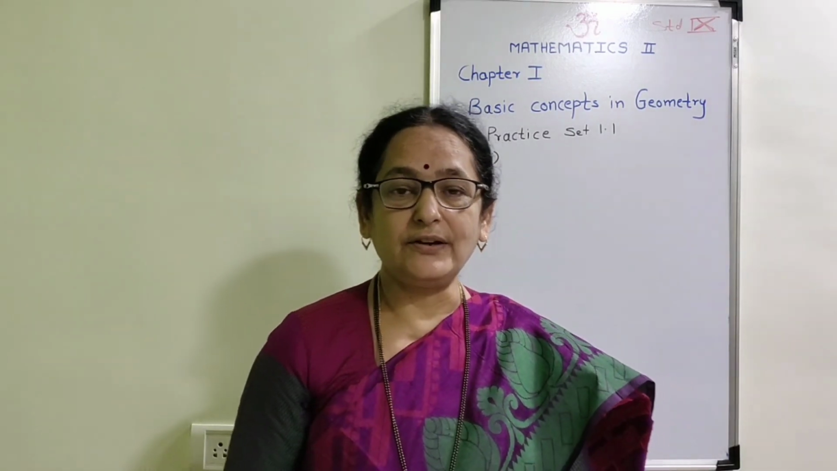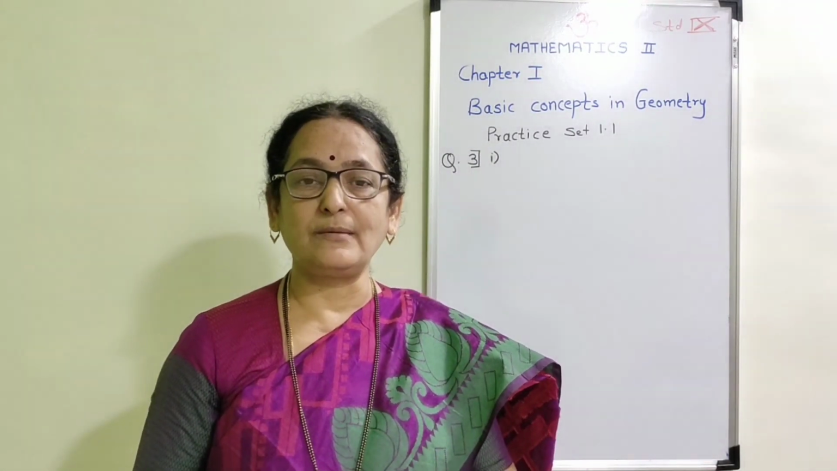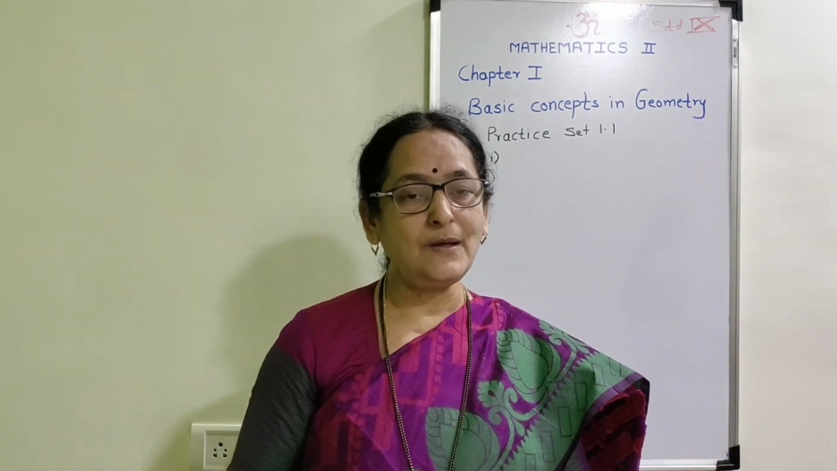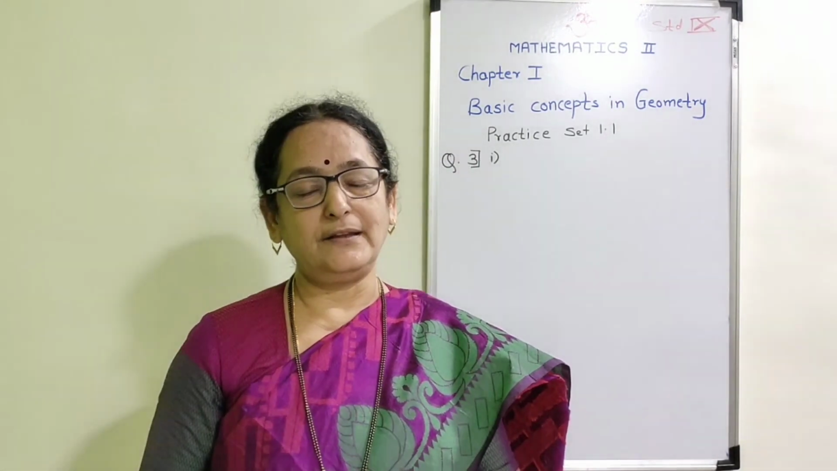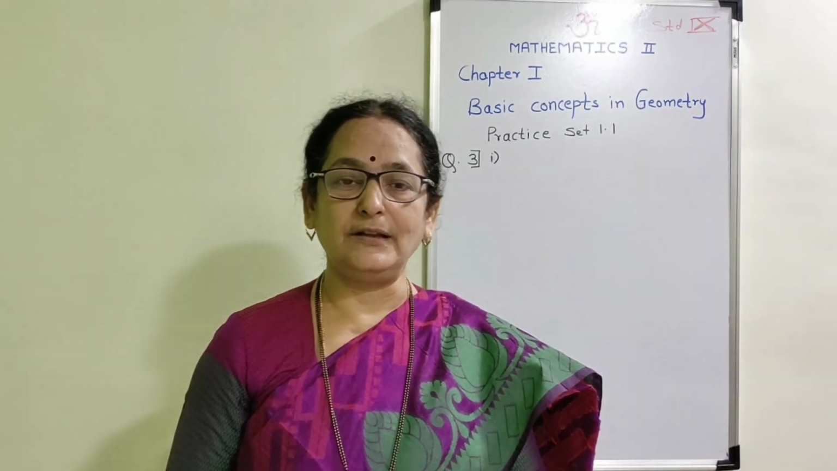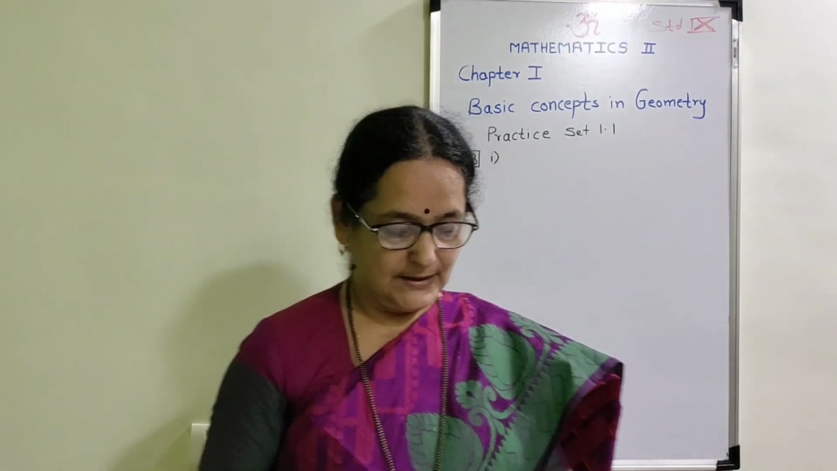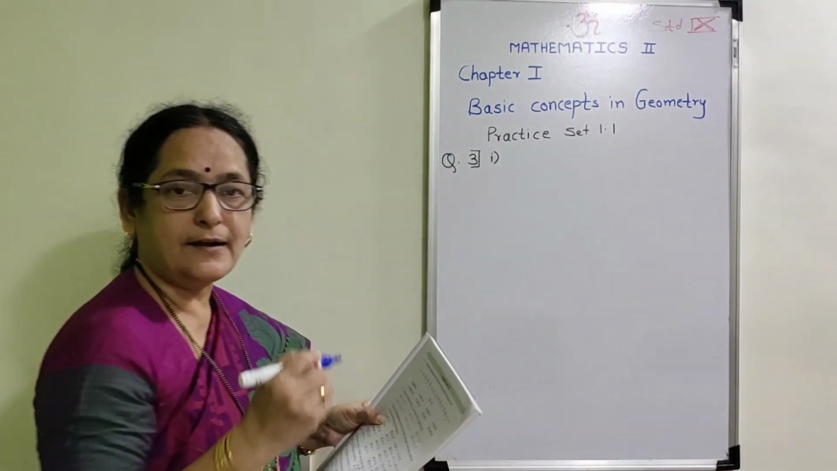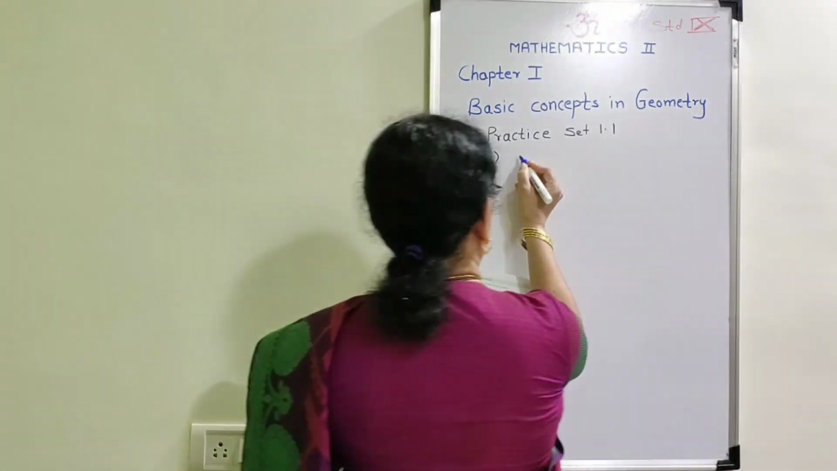Here, in this question, we are going to determine whether the given points are collinear, and if the points are collinear, then the betweenness between the given 3 points. First question. First of all, write down the given things.